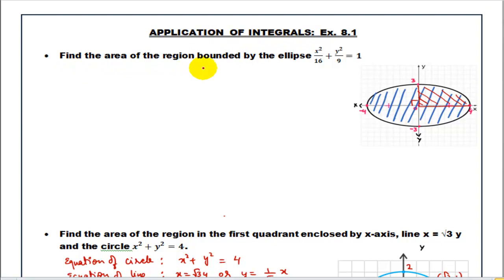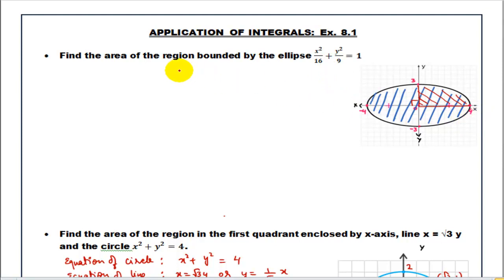This one says find the area of the region bounded by the ellipse x square by 16 plus y square over 9 is equal to 1. If you look at the equation of the ellipse, you will see x-axis is the major axis and y-axis is the minor axis, and we can easily make out the vertices of the ellipse.